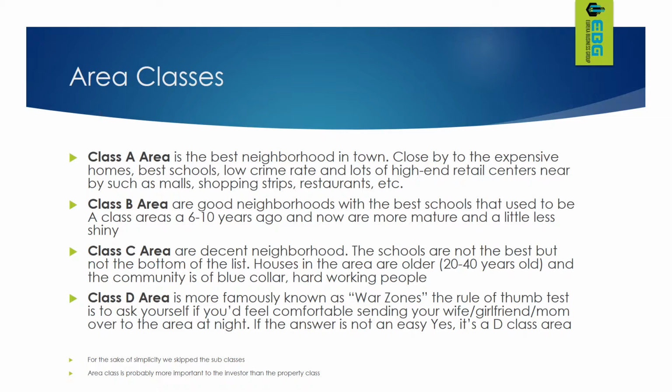And D class is really known in the industry as war zones, right? If you don't feel comfortable sending your wife or your mom or your girlfriend over there at night, that's a D class, right? If you need a couple of German Shepherds to walk you when you go look at the property, that's a D class. So D class represents higher risk. It represents lower safety environment, high crime rate in the neighborhood, drugs, gangs, and so on. So that's D class properties.